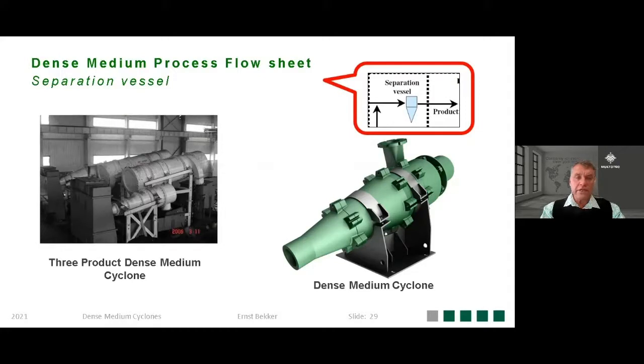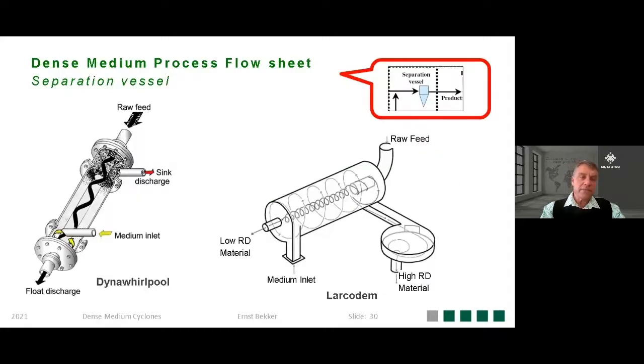Picture on the left-hand side of a 3-product cyclone. You've got your dense media cyclone on the right-hand side, Dyno Whirlpool, and then your Lacodem. Each of these pieces of equipment has got its advantages in certain applications.